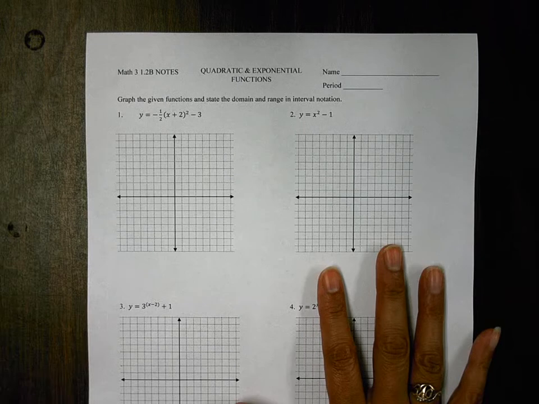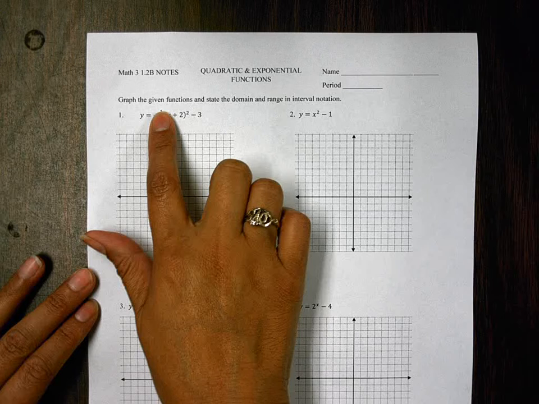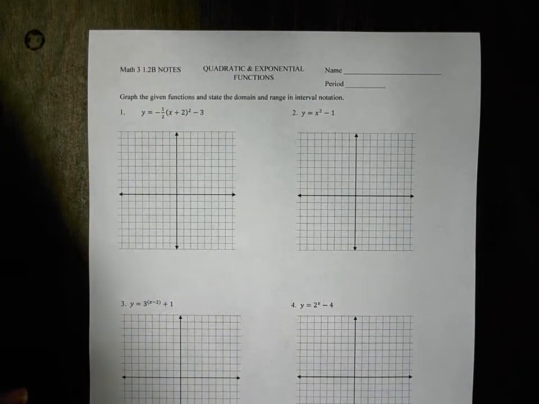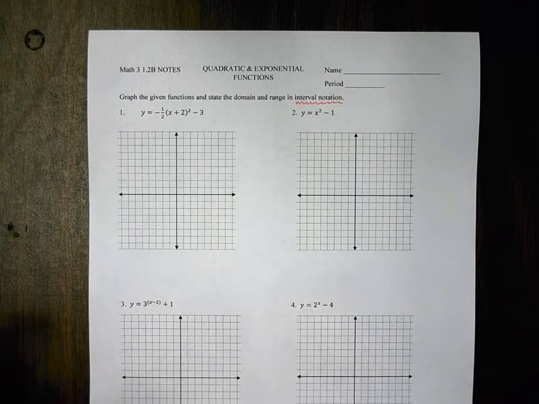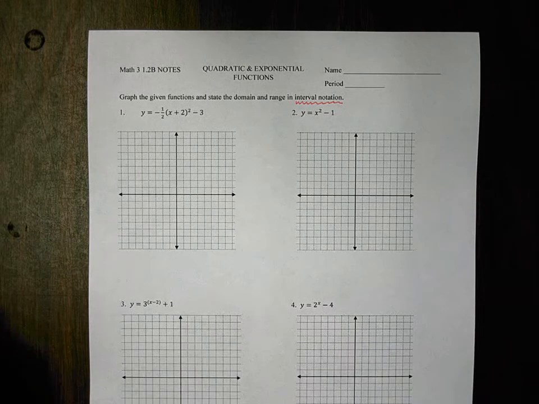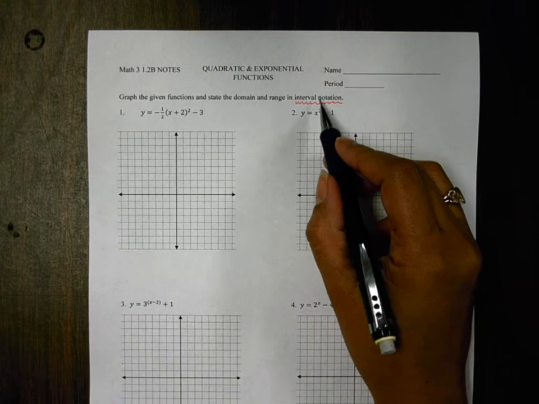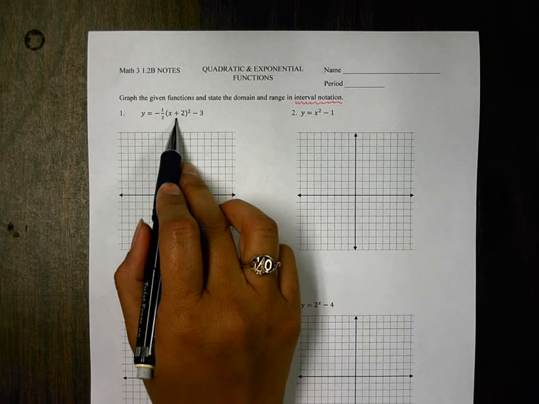Okay, what we're doing here is we're going to graph the given function and state the domain and range in interval notation. Key point there is they asked for it in interval notation. We've gone over interval notation in notes and in class, so I'm hoping we have a little more practice with it. Okay, so what do we do?